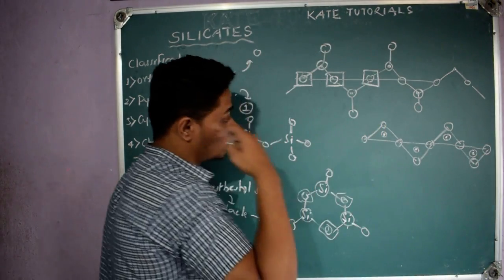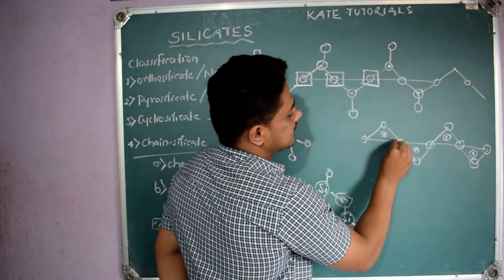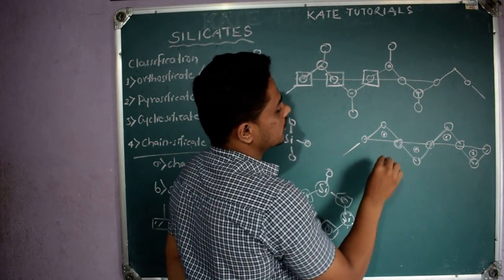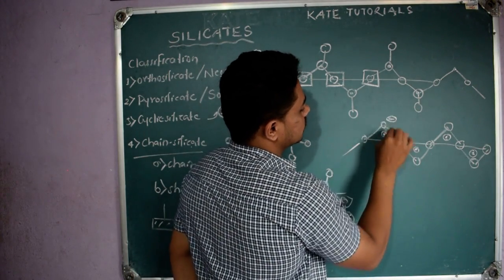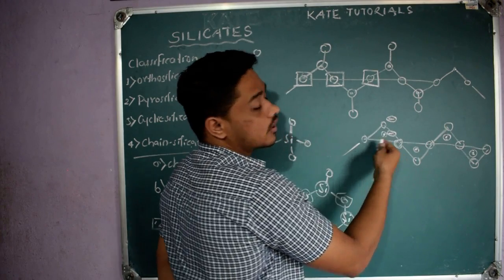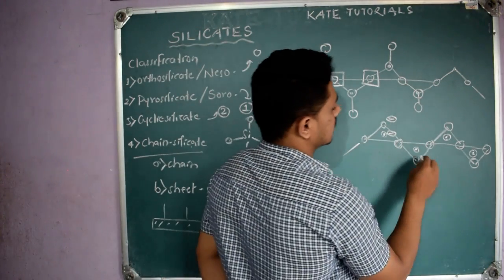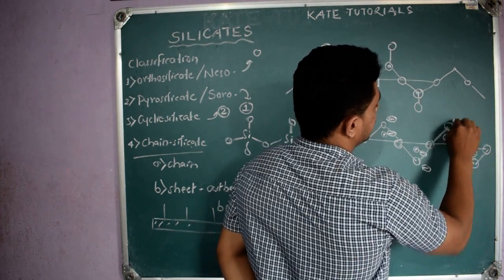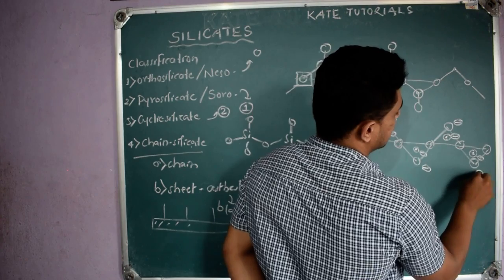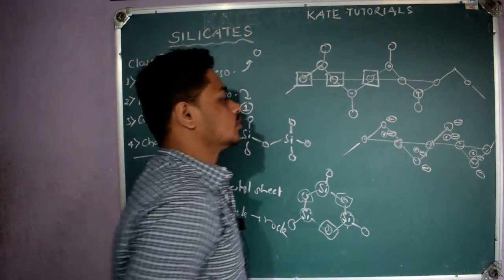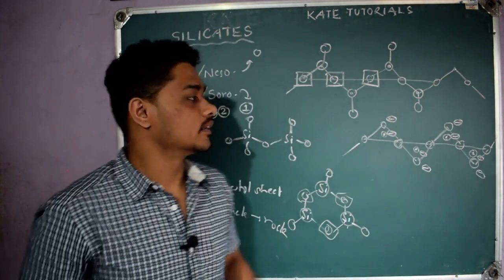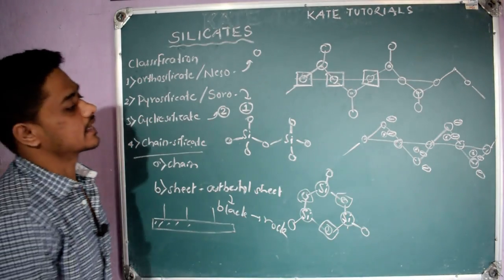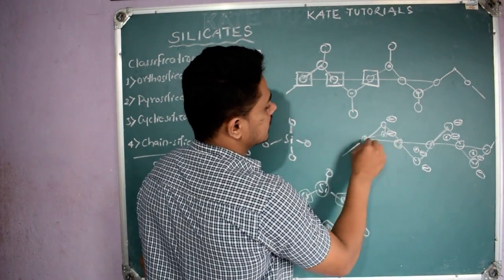And you know that if this oxygen is shared, it won't get negative charge. This oxygen is also shared, it also won't get negative charge, but this oxygen gets negative charge. And this oxygen above the silicon will also get negative charge. Here also negative charge, here also negative charge, negative, negative, negative, and negative. And this oxygen is again shared. So like this chain we will get, right? So this is nothing but my cyclic silicates, right?